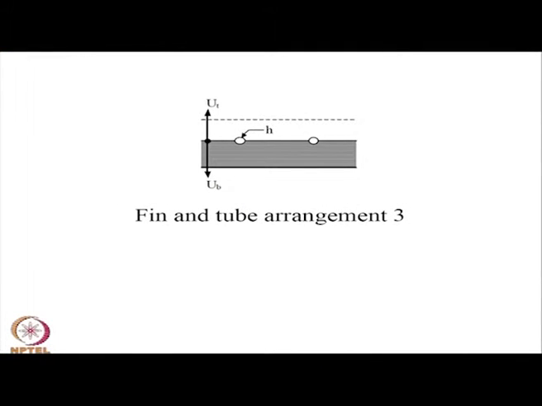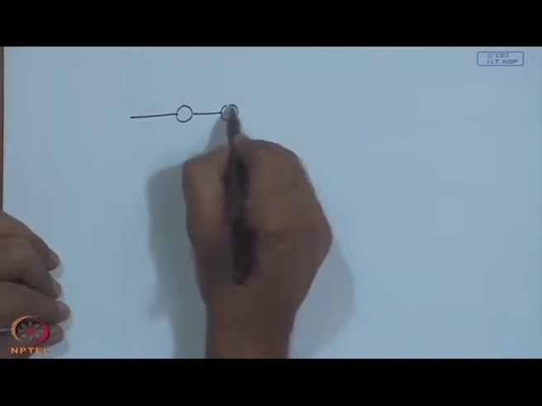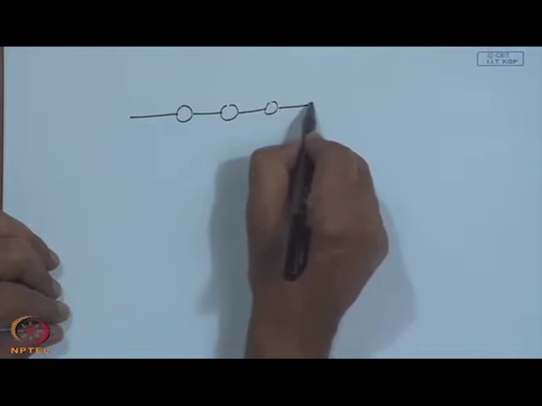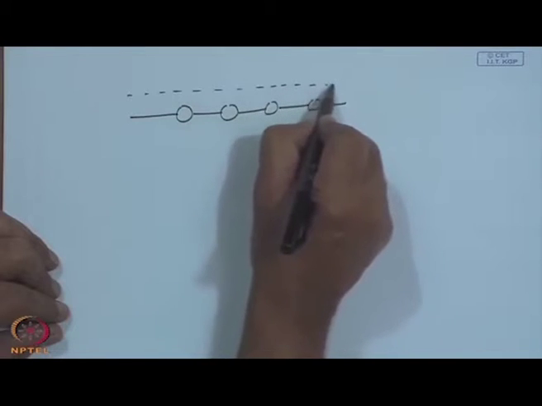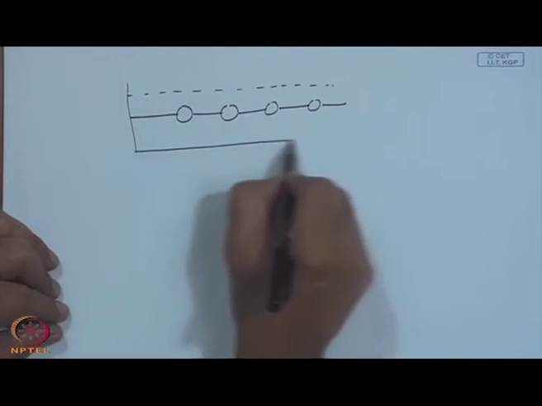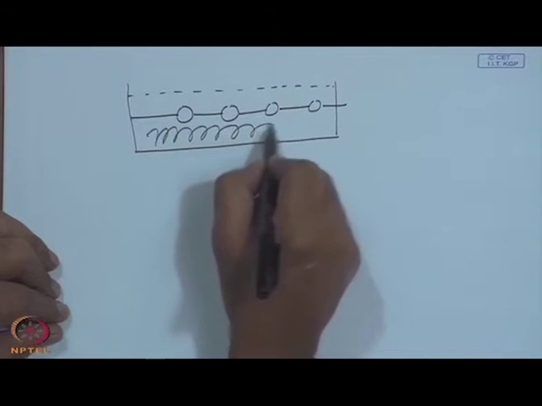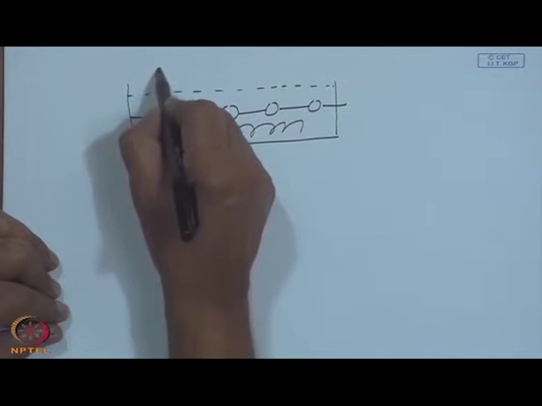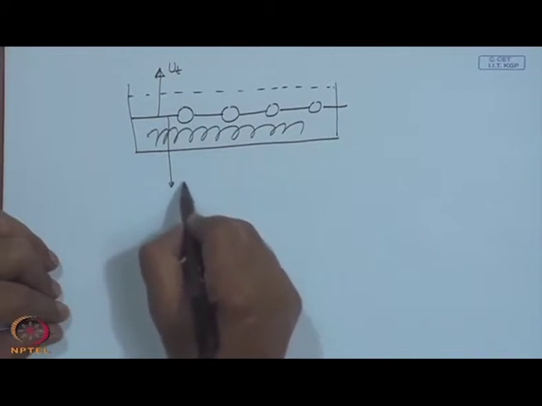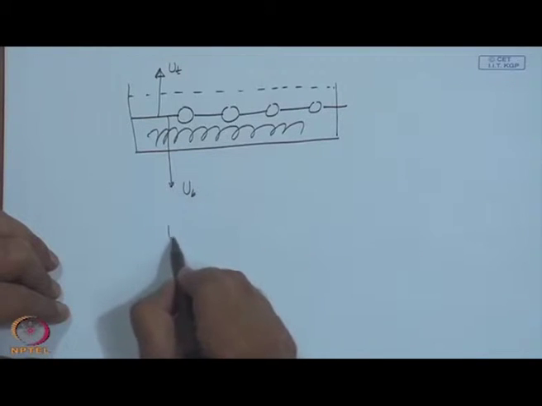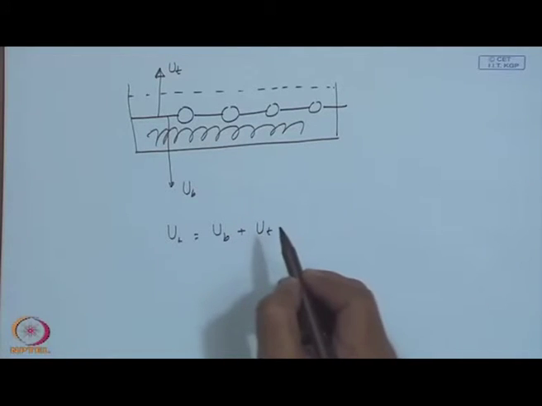This is the third arrangement, where you have a conventional fin attached to the tubes at the middle, with one or two glass covers and again the bottom insulation. You have an overall top loss coefficient of U_t and a back loss coefficient of U_b, and for this arrangement also U_L is equal to U_b plus U_t.